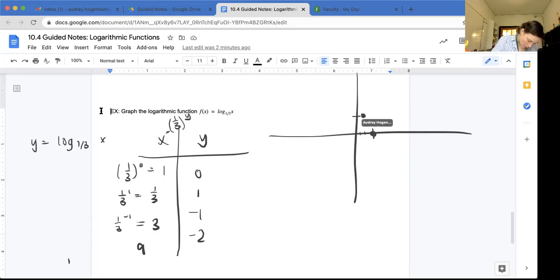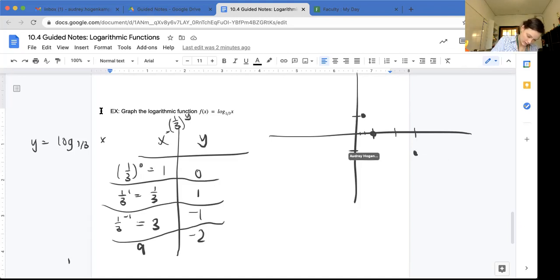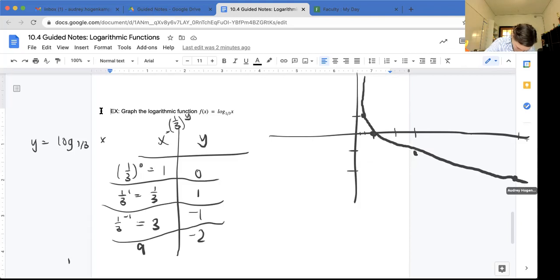And then I have a point at (3, -1). Sorry, that got a little confusing. 1, 2, 3, so (3, -1). And a point at 9. Let's say 9 is way out here on the axis, -2. So it's going to be (9, -2). And so I see that my graph is going to come up like this and then head out that way.